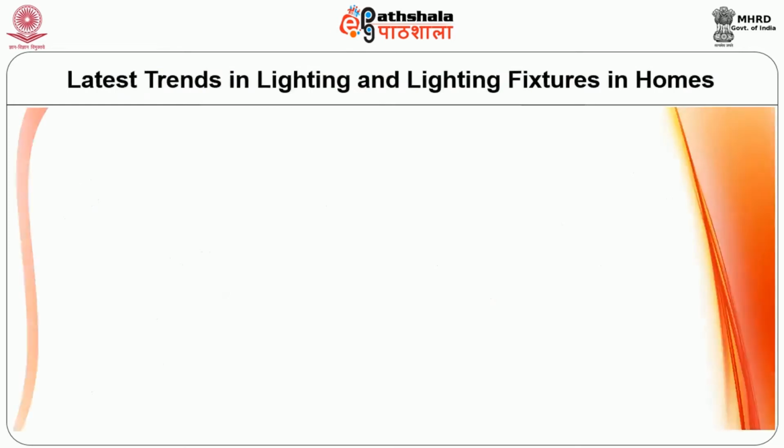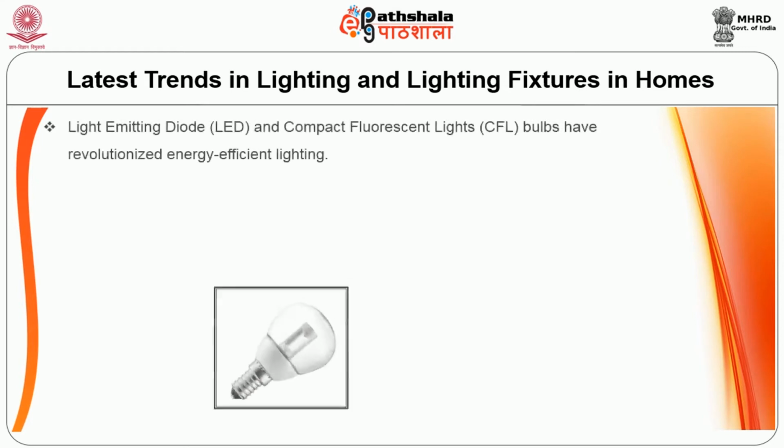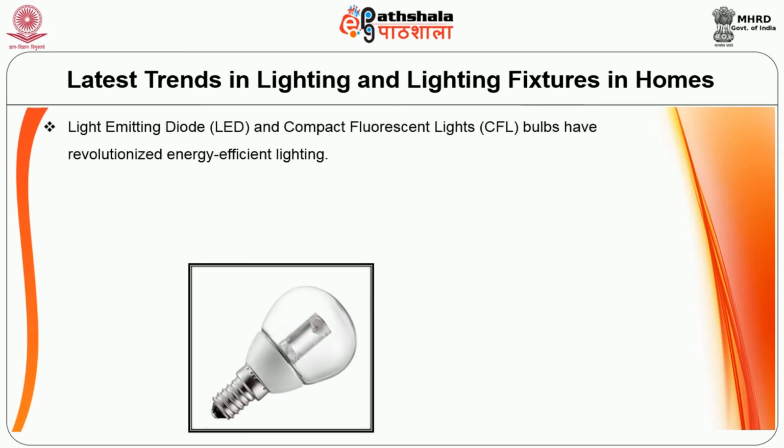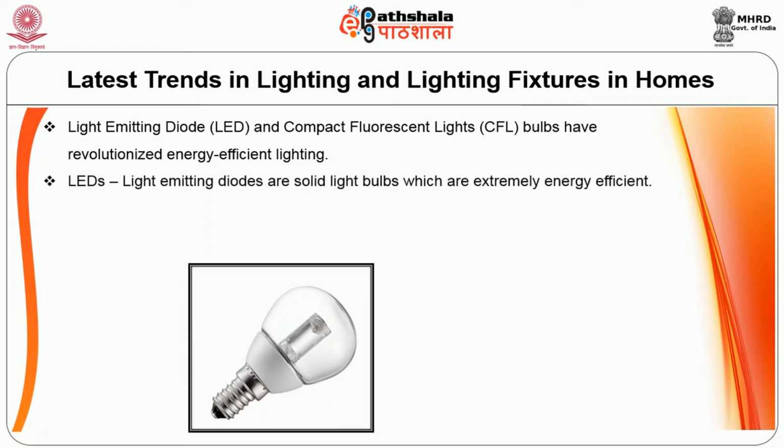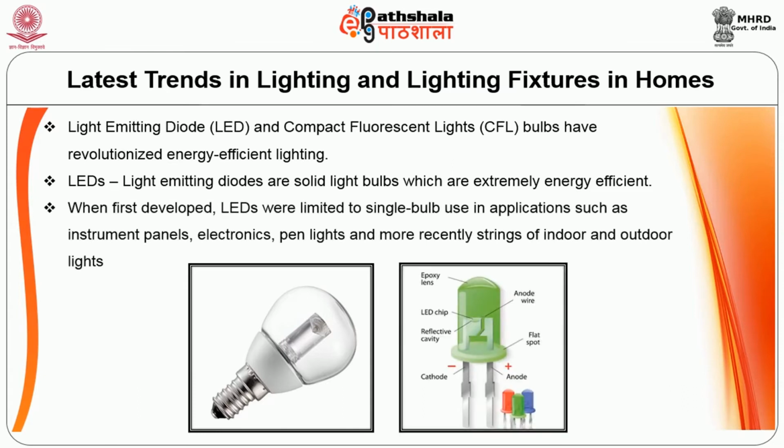Next, let us see the latest trends in lighting and lighting fixtures in homes. First one is light emitting diode, that is LED, and compact fluorescent lights, CFL bulbs, have revolutionized energy efficient lighting. Then LEDs, that is light emitting diodes or solid state light bulbs, are extremely energy efficient. When first developed, LEDs were limited to single bulb use in applications such as instrument panels, electronics, pen lights, and more recently strings of indoor and outdoor lights.